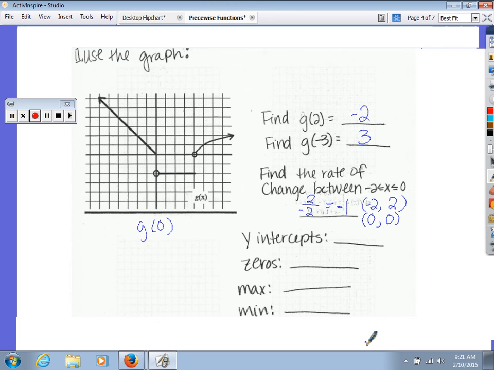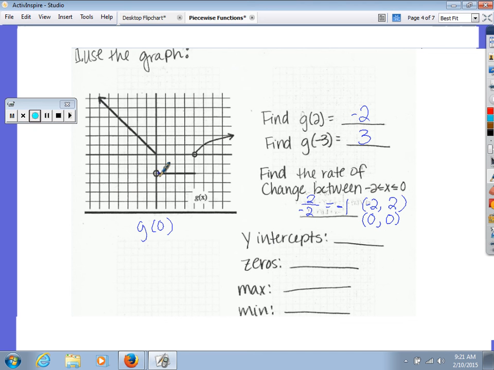Okay, and then I wanted to throw this in there, y-intercepts. What is a y-intercept? Where it crosses the y-axis. All right, so just by looking at the graph, how many y-intercepts do you think it would have? You'd probably think 2, because you have this point and this point.